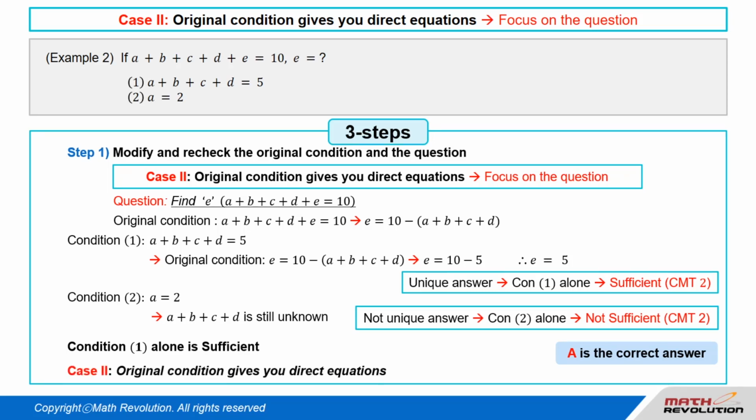As shown above, in case 2, the original condition gives you equations directly, so you should focus on the question. In about 30% of cases, modifying the original condition by the first step of the variable approach will get you to the correct answer. Modification is always the first step. In recent exams, more and more questions could be solved strictly by using the modification step. Answer A.